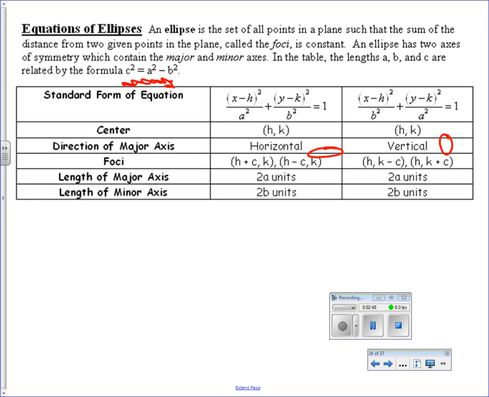Major axis is going to be 2a units, so we'll talk about how you find the length. And then minor axis is going to be 2b. Now it depends. If my ellipse is opening this way, your a squared and b squared can switch around. What that means is your a squared has to be the bigger number. So we'll have to look at our equations to figure out which way it is opening. That will help us with those particular parts.